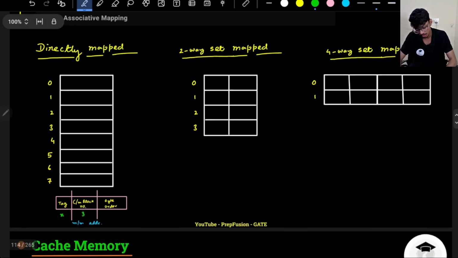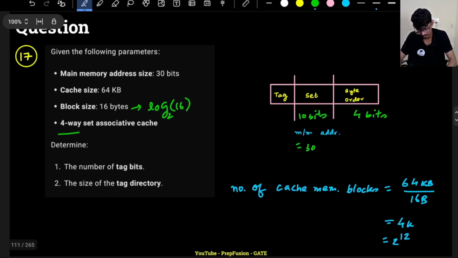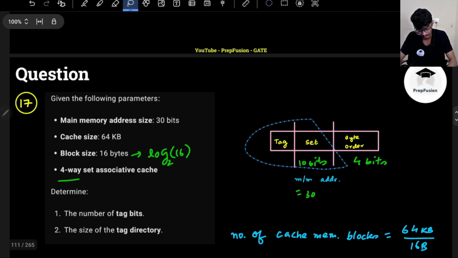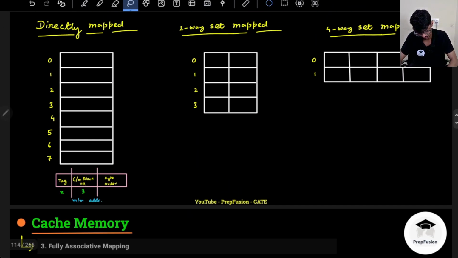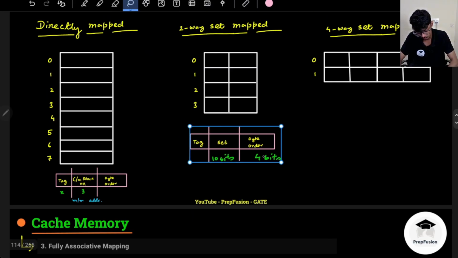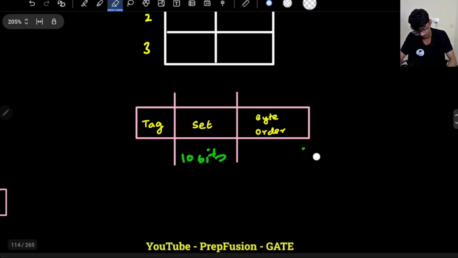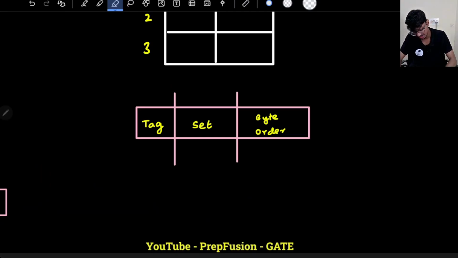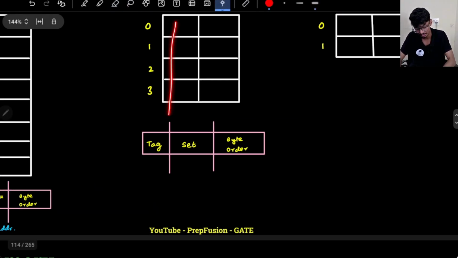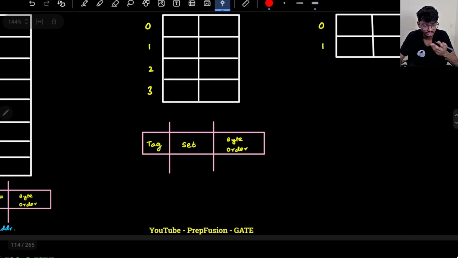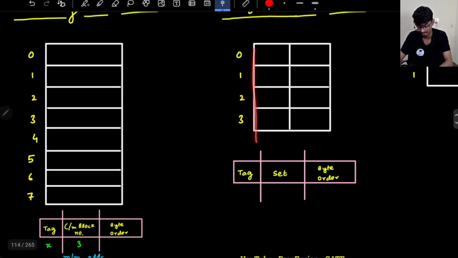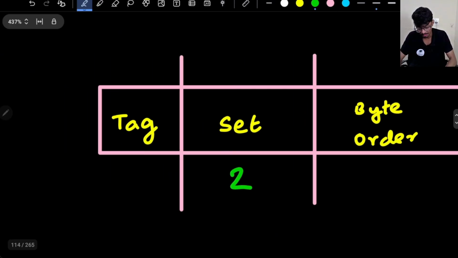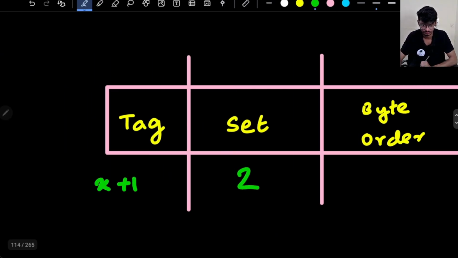Now if I come to the two-way set map, I will copy this again. Now the cache memory block number will change into set number. The byte offset I don't care about. Now it is a two-way set map, so how many bits do I require for the set? 2. Previously I required 3. Now I will require 2 because I have 4 sets here. What about tag? Tag will become x plus 1.